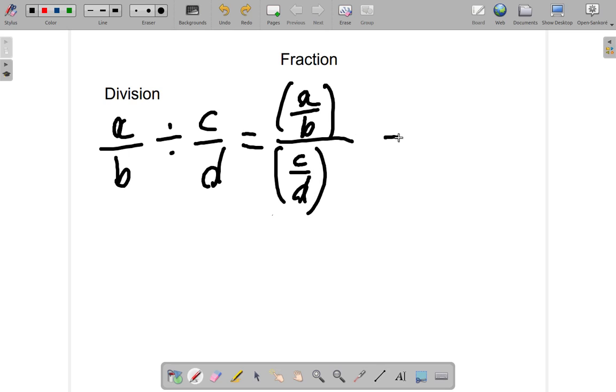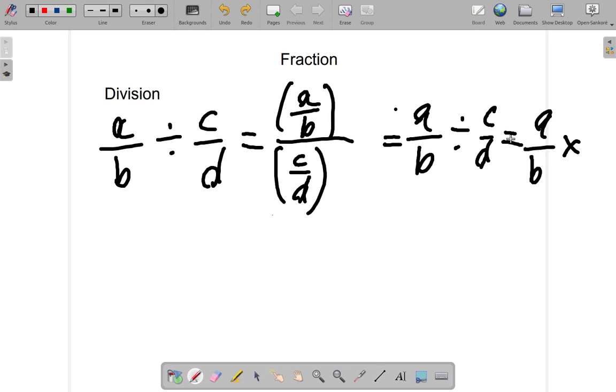So what you do is say a over b divided by c over d is equal to a over b multiplied by the reciprocal of the denominator fraction, d over c. Alright?